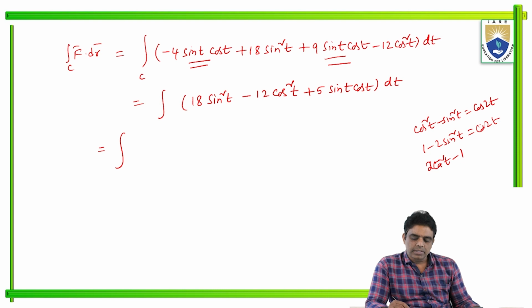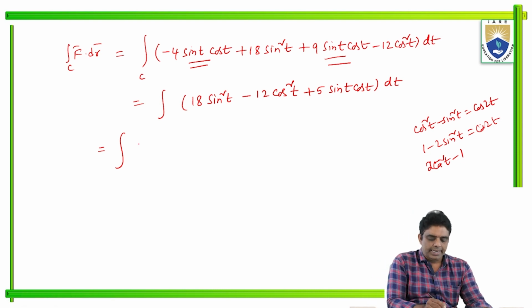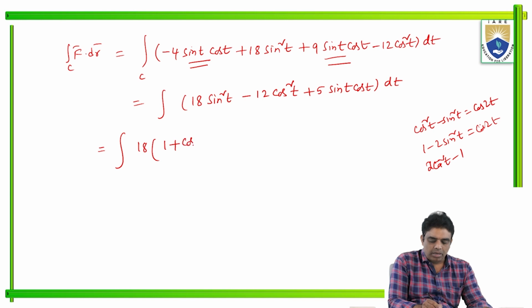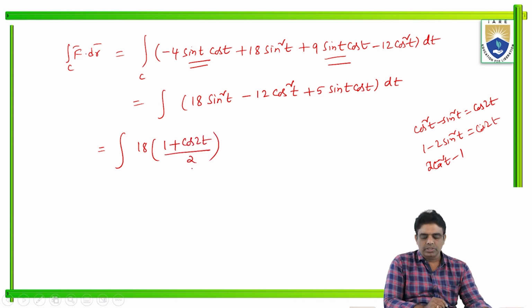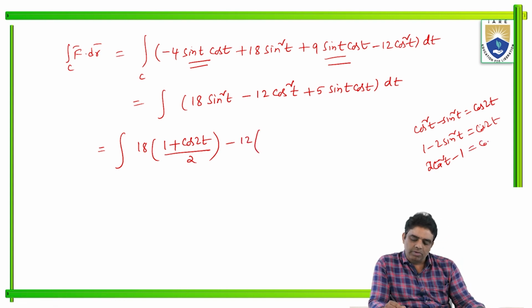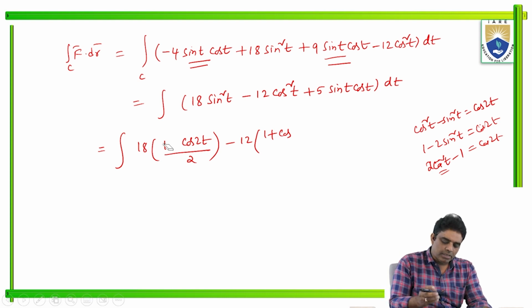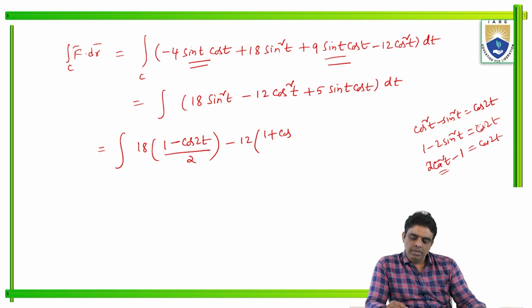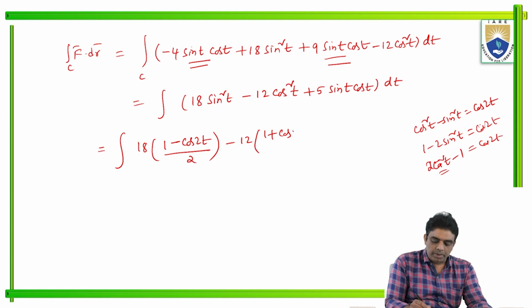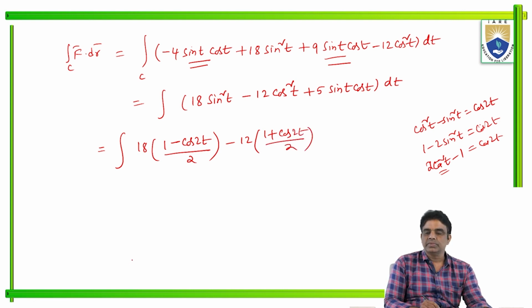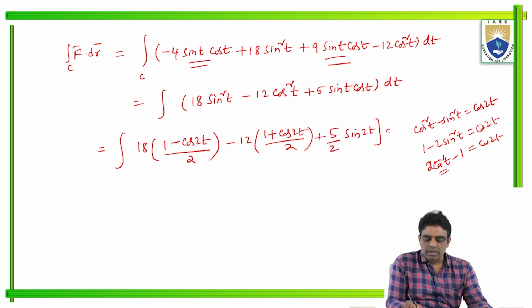We can write sin square t as 1 minus cos 2t by 2, multiplied by 18, that is the first value. Minus 12 into cos square t. Cos square t we can write as 1 plus cos 2t by 2. Plus 5 by 2 into sin 2t of dt.